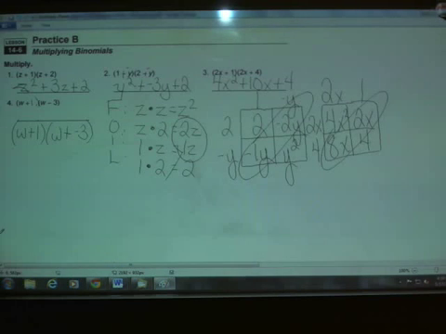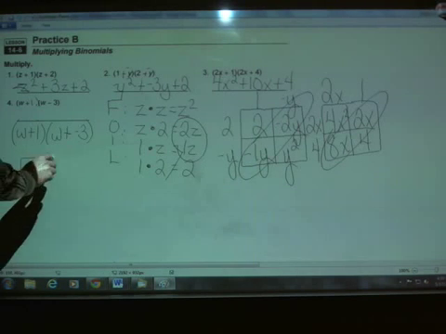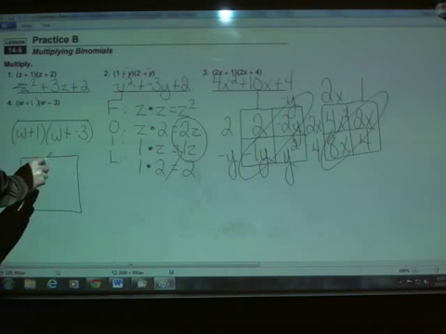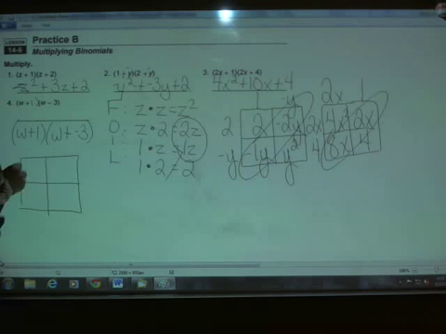All right, so this is now set up correctly for the table method. So let's go ahead and use that table method here. I'm going to list w plus 1 across the top. Again, I don't really need to write the plus sign because we know we've made that fix. And w plus negative 3 down the side. Again, each box is the product of what's above it and what's to the left of it.